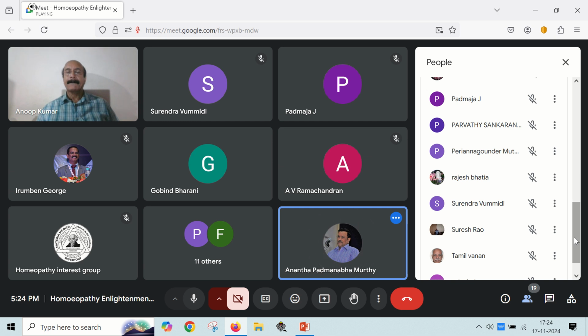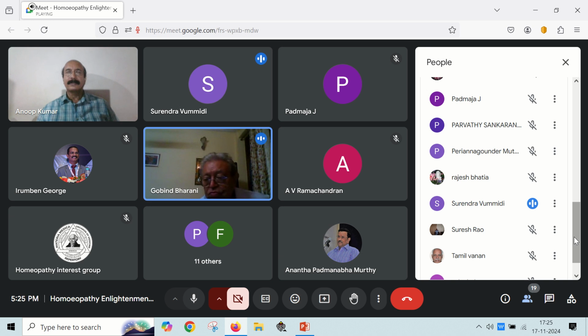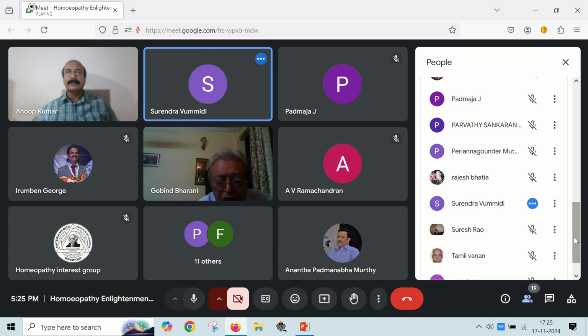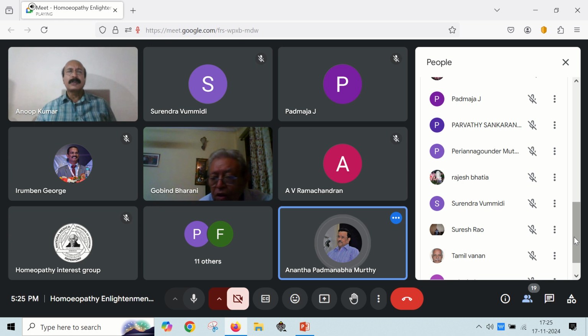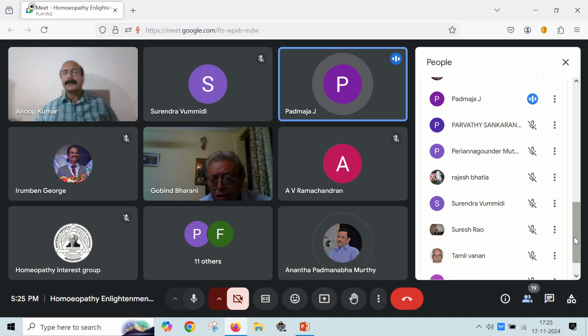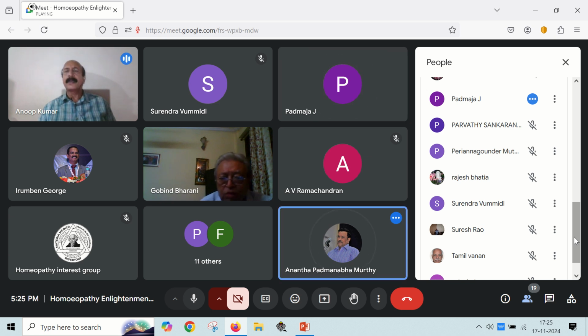Any doubts? Otherwise, close the class. Anything you want to tell us? Have you come across anything through magazines or general discussions? What is the difference between Actaea spicata and Actaea racemosa? Actaea racemosa will work on the upper respiratory. No, both are the same medicine. No, both are different. Okay.